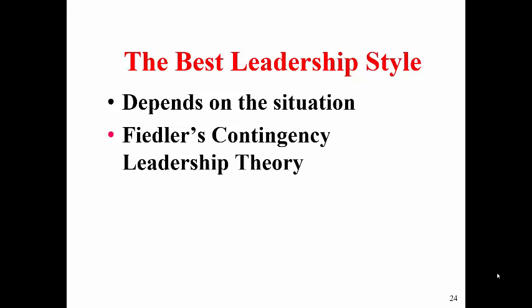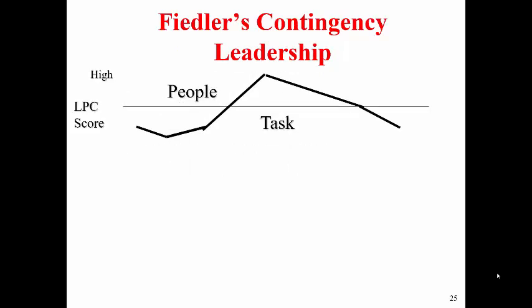So this leads us to the breakthrough theory of Fred Fiedler, who came up with what he called the contingency leadership theory. He said that sometimes it's better to be people-oriented above that horizontal line, sometimes task-oriented below it, and that other line that's going there indicating something called the LPC score indicates when it's better to be task and when it's better to be people, and we'll kind of explain how that goes.